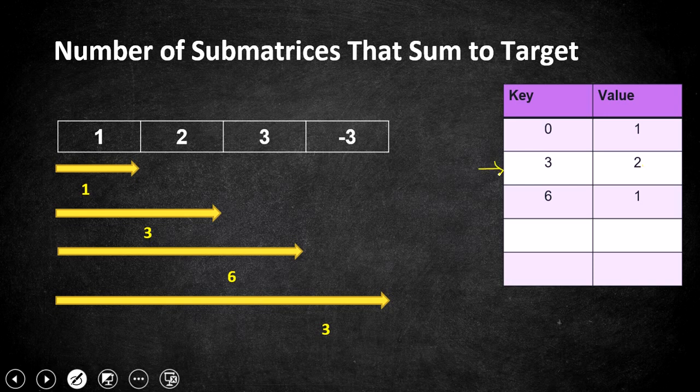The count of 3 being equal to 2 actually means there exist two subarrays whose sum is equal to 3. For example, 1 and 2 if you add, the subarray sum is 3, and if you consider 3 alone as a subarray, the sum is again 3. This is what is identified by this table as count 2.